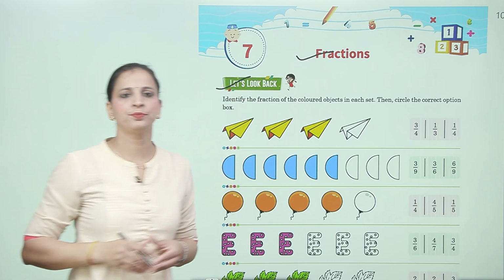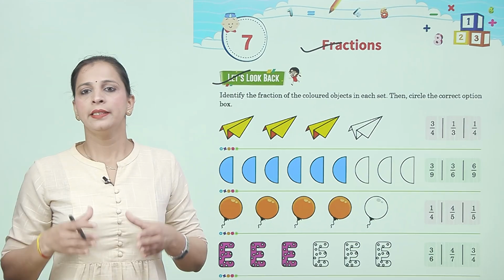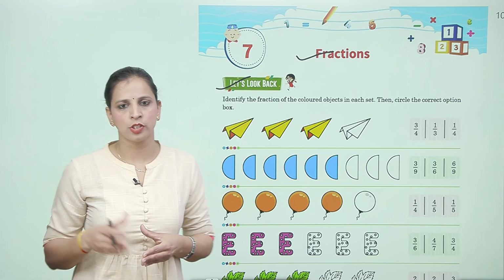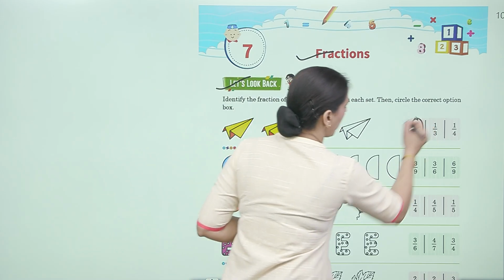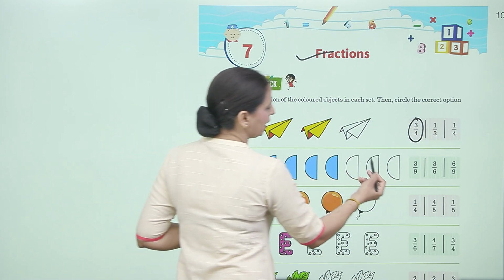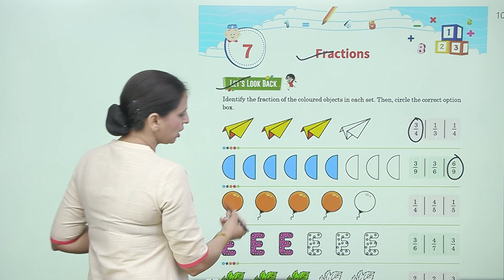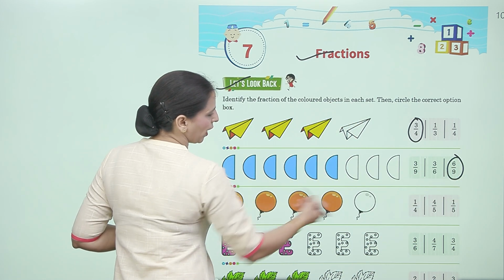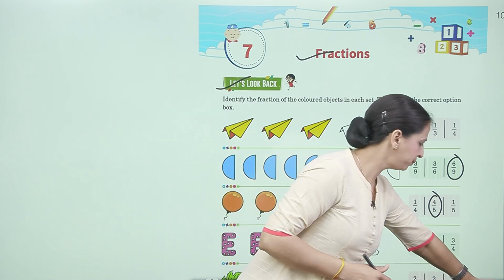Let's look back. Identify the fraction of the colored objects in each set, then circle the correct option box. Now, total are 4 and 3 are colored, that is 3 by 4. Next, total are 1, 2, 3, 4, 5, 6, 7, 8, 9, and 6 are colored, that is 6 by 9. Next, total are 1, 2, 3, 4, 5 and 4 are colored, that is 4 by 5.